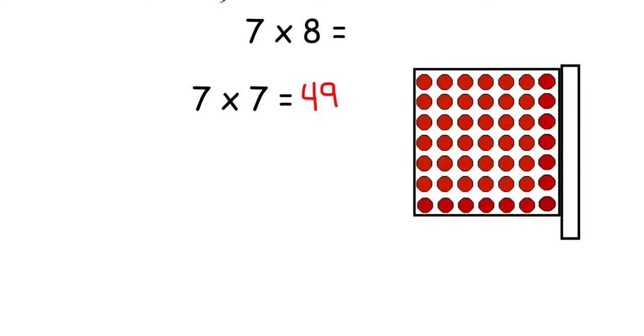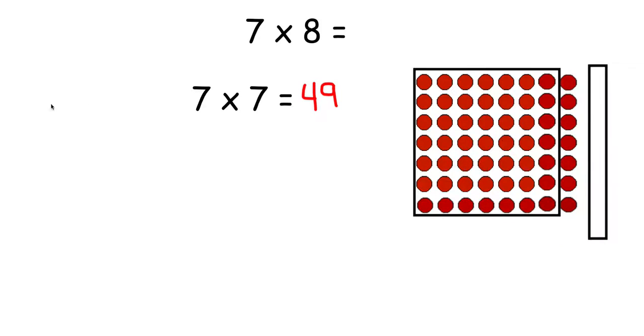And then we have to remember that extra 7 because there were 7 that we covered up. And then when you add this up, you're going to get 56. And that's what 7 times 8 equals, 56.